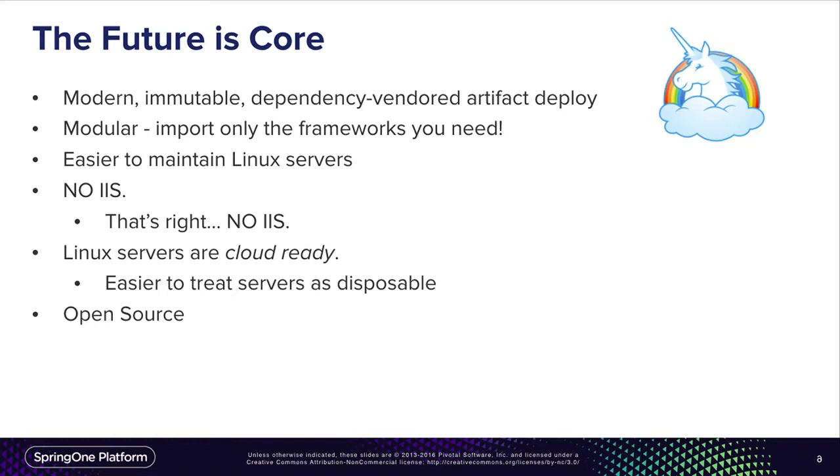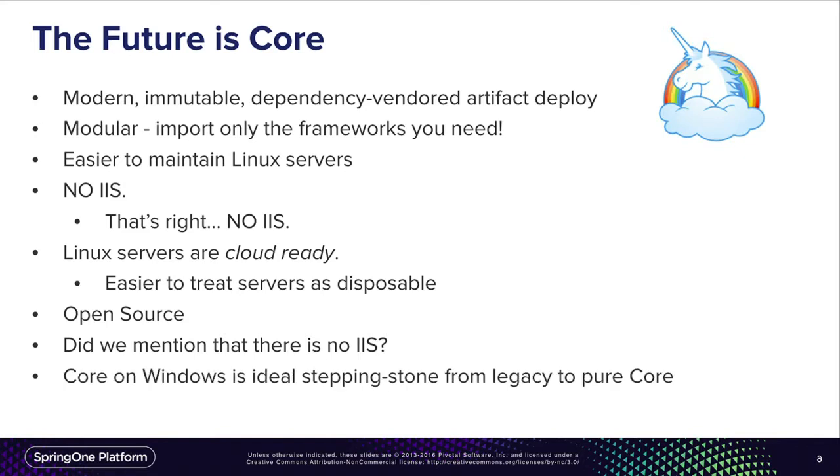All of .NET Core is open source, from the runtime through all of the frameworks. And just want to mention one more time, there's no IIS. You can actually do ASP.NET Core on Windows if you want. And a lot of people are using it as a stepping stone to get away from the Windows ecosystem. So they'll move from legacy ASP.NET to Core on Windows and then gradually remove all the bits that only run on Windows and move towards Core on Linux.